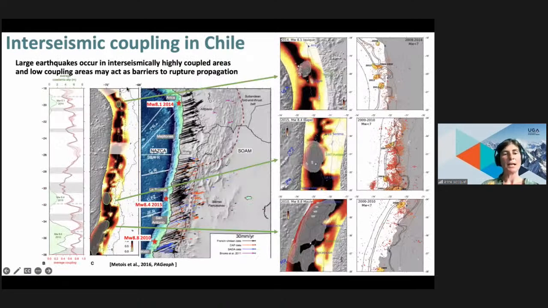and obtain an interseismic loading map. As I was saying in my introduction, we can see that the recent earthquakes that struck Chile occurred in areas shown in black here, which means that those areas were highly locked in between earthquakes. It was the case of the Maule earthquake, the Illapel earthquake, and also the Iquique earthquake.